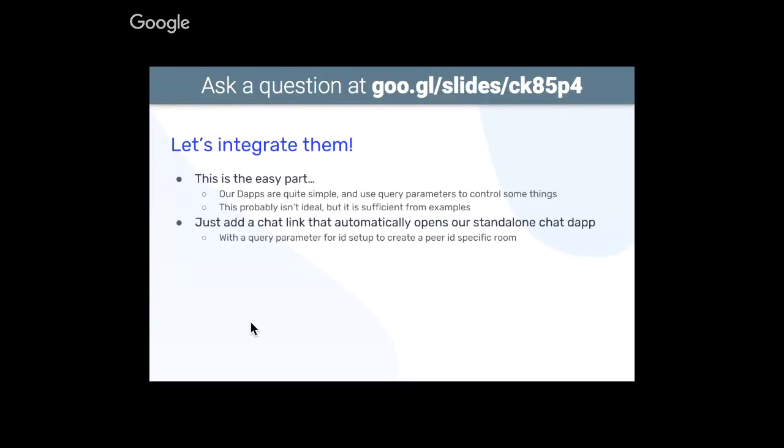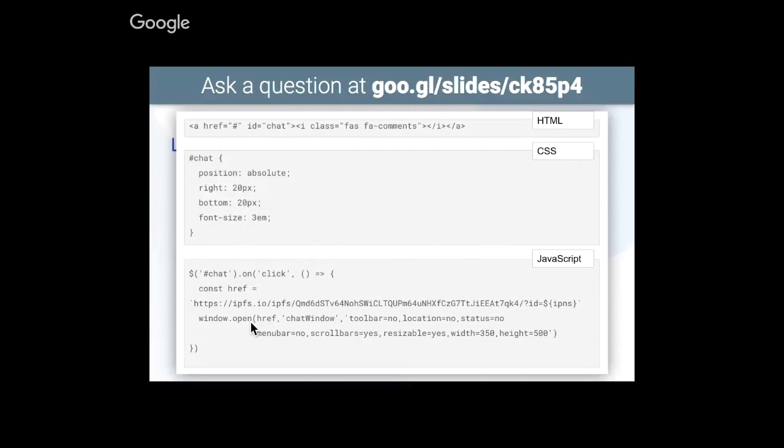So what we're just going to do is add a chat link that automatically opens our standalone chat app with a query parameter set up for our peer ID, or the peer ID of the profile we're currently visiting, to create a peer ID specific room. And so in total, these are the additions we would have to make to our profile DApp.